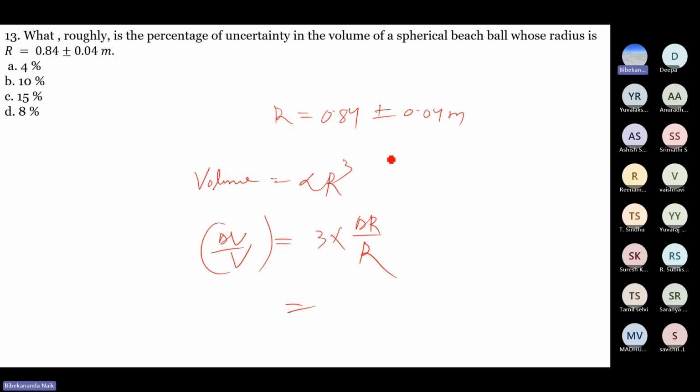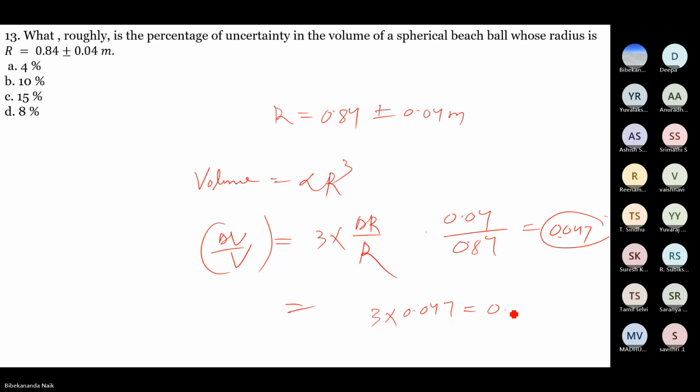Because here delta R by R, delta R will be 0.04, R is 0.84. Simply, it will be 0.047. So 3 into 0.047, it will be 0.141. When you convert to percentage, it will be 14%.